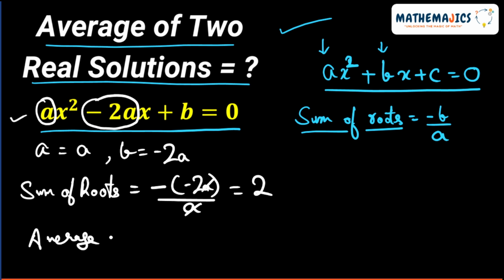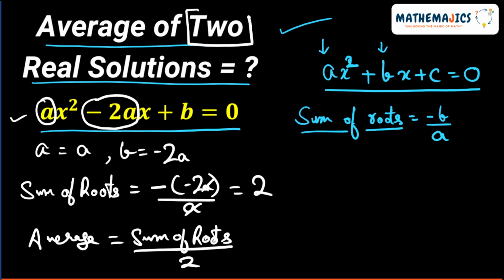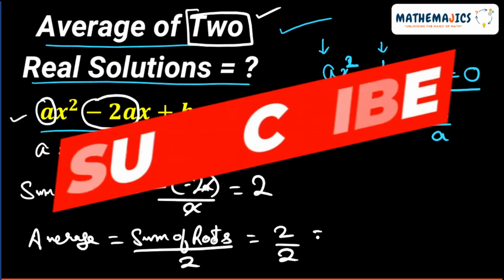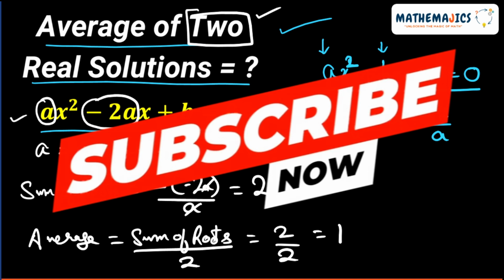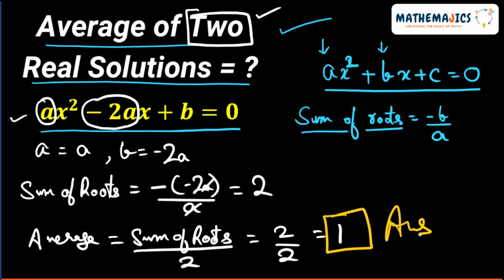Average of these two solutions will be sum of roots over 2. Why 2? Because the sum is of two real solutions. We are trying to find the average of two real solutions, yes. So sum of roots upon the count of roots, that is 2. That will be 2 upon 2, which is equals to 1. So our final answer, the average of two real solutions for this quadratic equation will be 1. This will be our final answer.